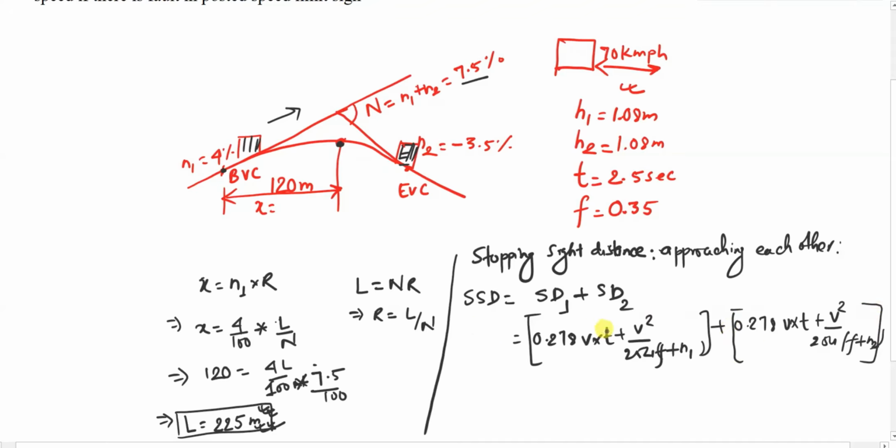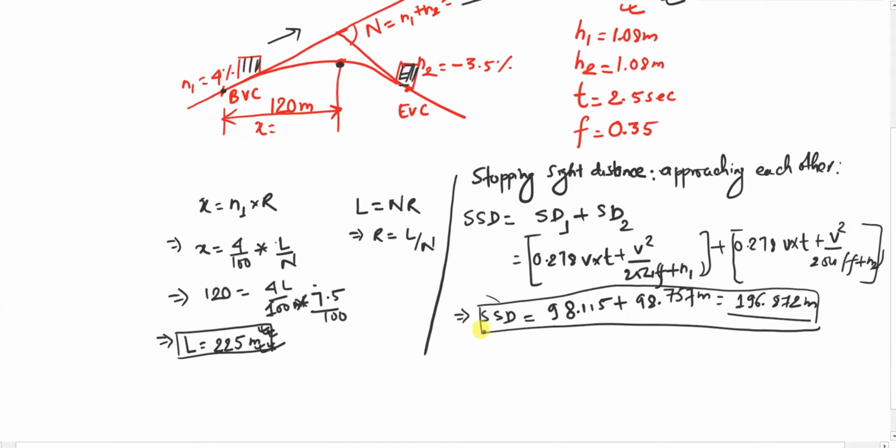So if you put the value of t as 2.5 seconds and the value of v as 70 kmph, that is the posted sign, then the stopping distance of this first car will be coming out to be 98.155 plus, if you solve this, 98.7 meter. So the value will be coming out to be 196.872 meter. So the stopping sight distance in this case will be 196.872 meter.